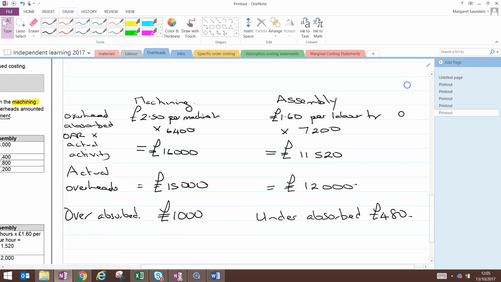So just to recap, the overhead absorption rate is always calculated using budgeted figures. To work out the amount of overhead absorbed, you multiply that overhead absorption rate by the actual activity, and then to calculate the amount of under or over absorption, you compare the overhead absorbed to the actual overhead. And that brings us to the end of this recording.